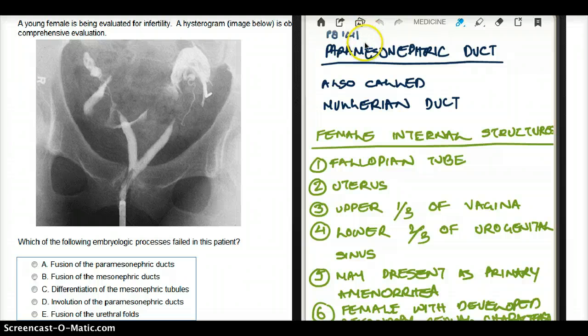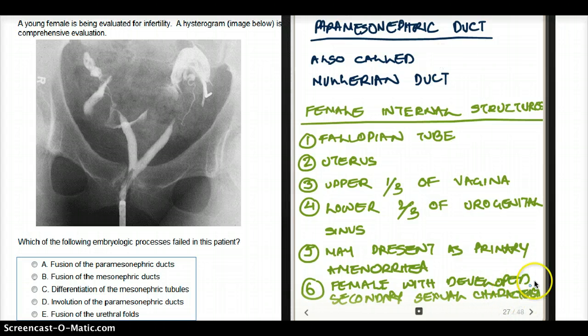So let's take this opportunity to read a little bit more about the paramesonephric duct. This is on page 131, First Aid 2012, under embryology. Paramesonephric is called the Mullerian duct, and these are the structures it gives rise to. It gives rise to the fallopian tube, the uterus, and the upper one-third of the vagina, while the lower two-thirds come from the urogenital sinus. It may present as primary amenorrhea. Well, if you don't have a uterus, how are you going to have menses?